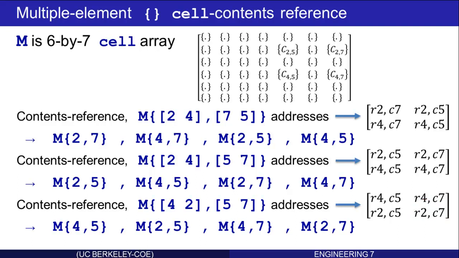Hopefully this gives you an understanding of what we mean by linear order when only a portion of the array is referenced. It also shows how multiple elements cell contents references are really just shorthand for a comma-separated list of the contents being referenced.